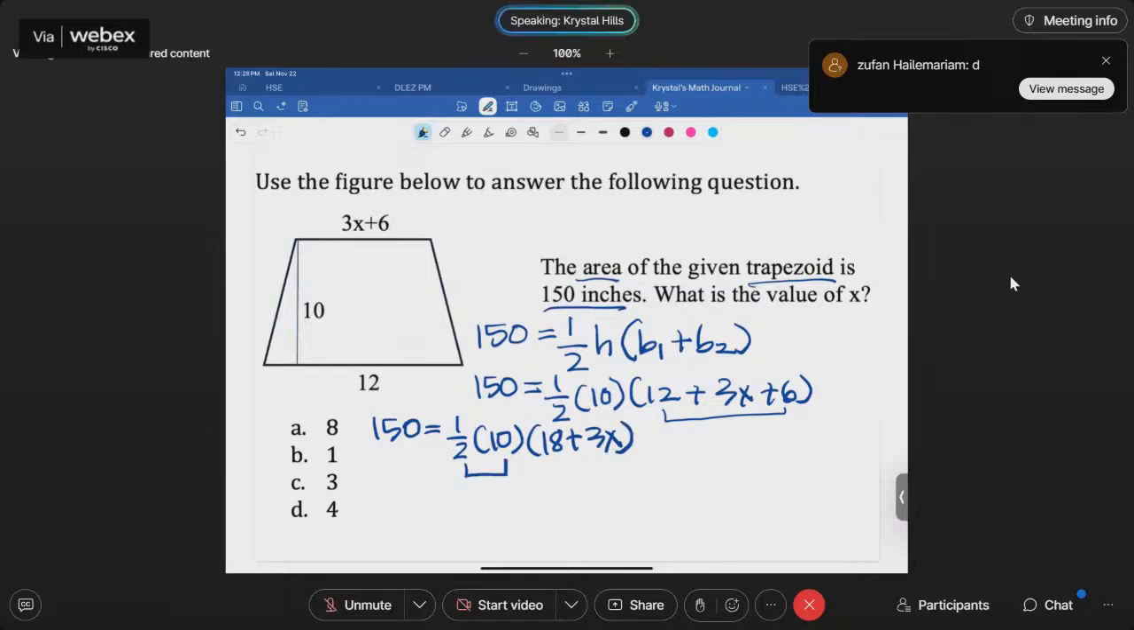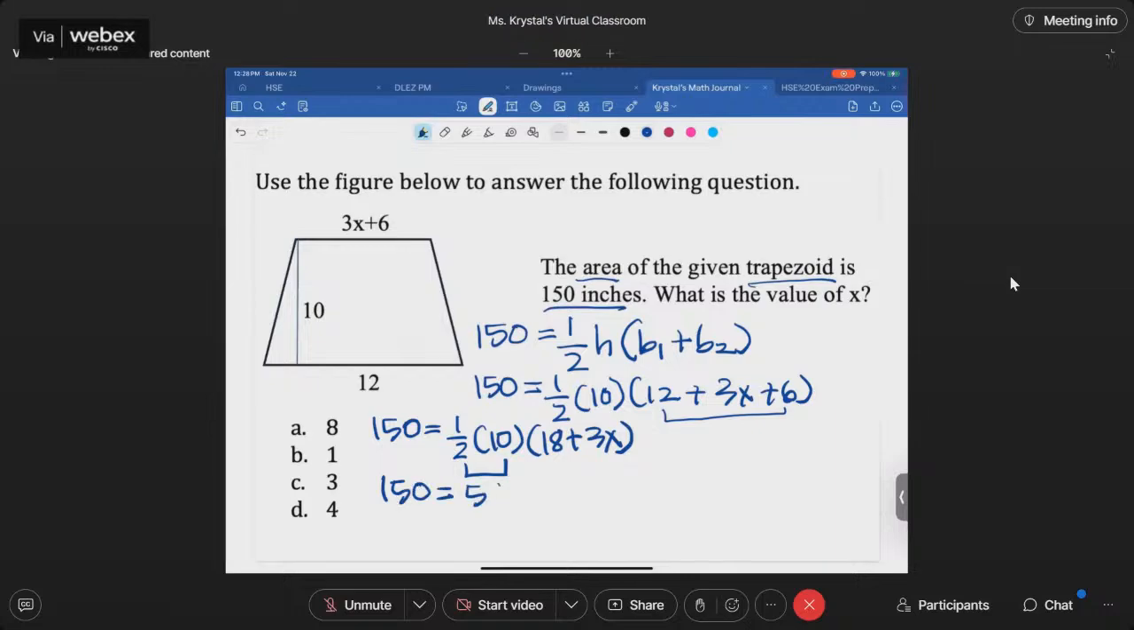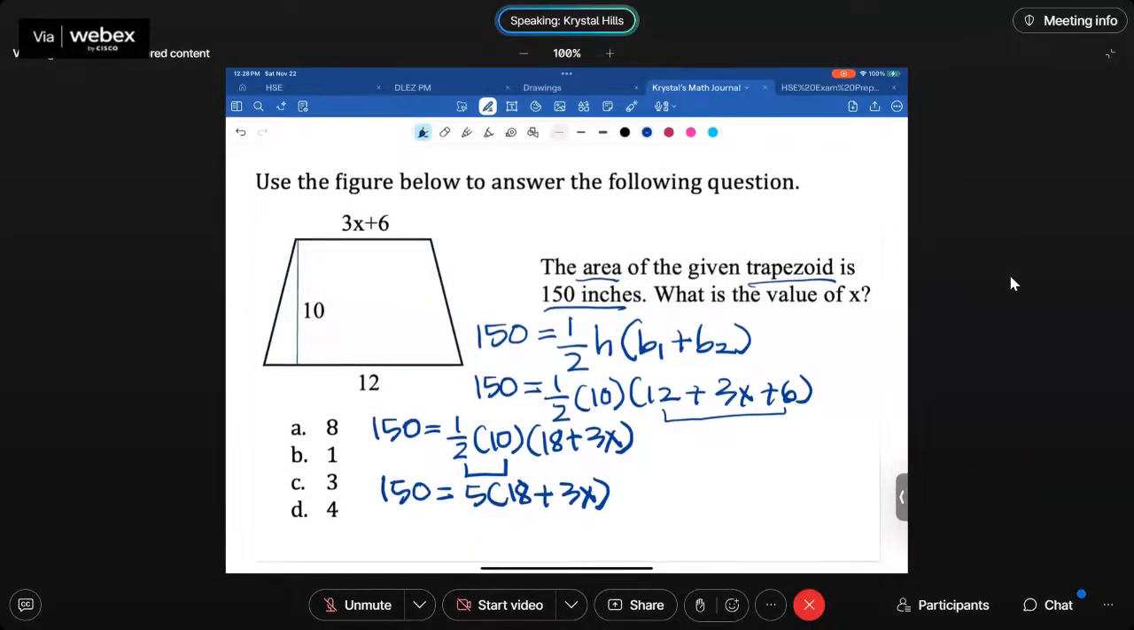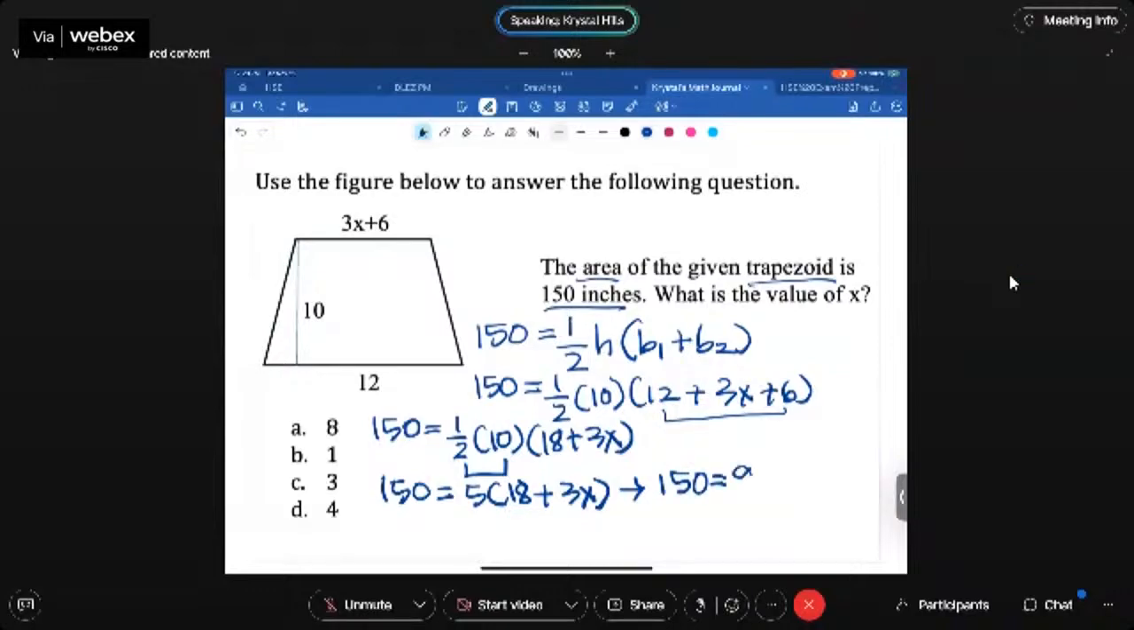Now I can simplify this. 1/2 of 10 is 5. And now I'm going to distribute that 5 against the 18 and the 3x. So 5 times 18 is 90. Thank you. I appreciate that. 150 equals 90, and then 5 times 3 is 15, plus 15x.